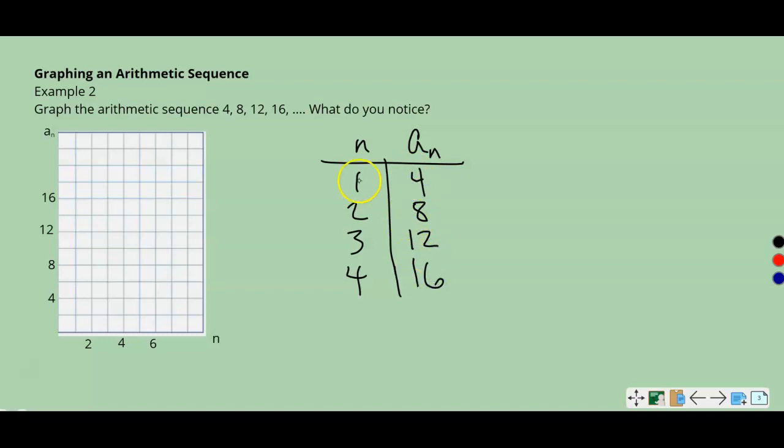Now we can take these and look at them as ordered pairs and graph them. So we have N across the bottom, that's like your X, and then A of N, A sub N, that's like your Y value. That's up the Y axis. That's your vertical axis. So we've got 1, 4. So 1, 4. Let's put a point there. And then we've got 2, 8. We've got 3, 12. And then we've got 4, 16.